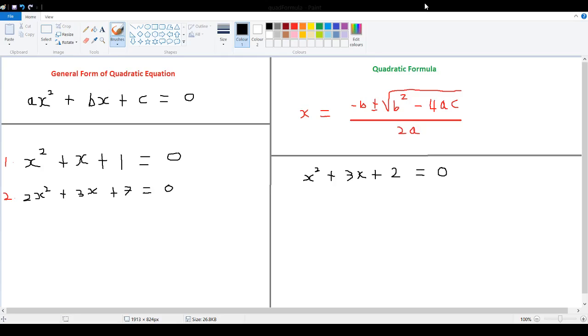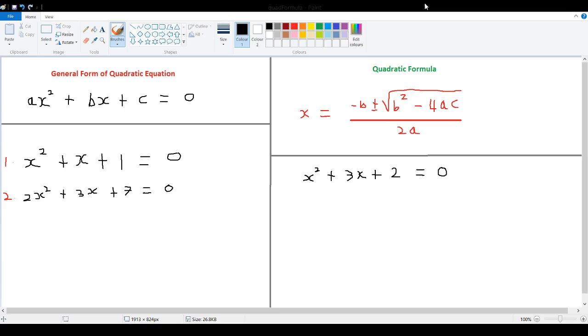Last time we looked at factorising quadratic equations. This time we're going to look at something called the quadratic formula, which essentially lets you find the solutions of the quadratic equation without having to do any of this factorising business or anything.